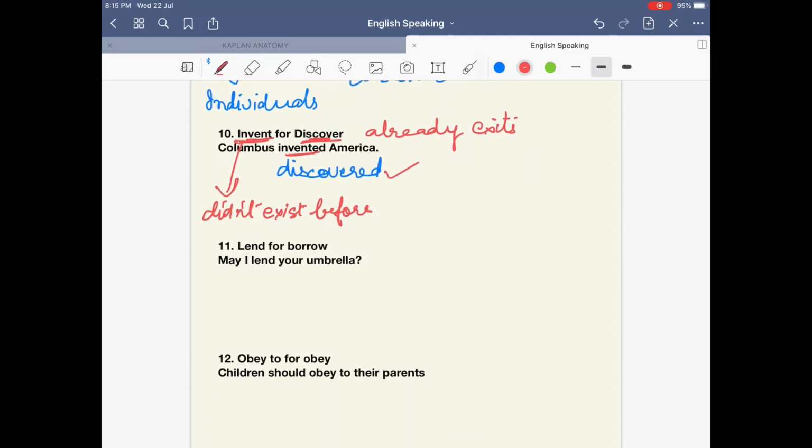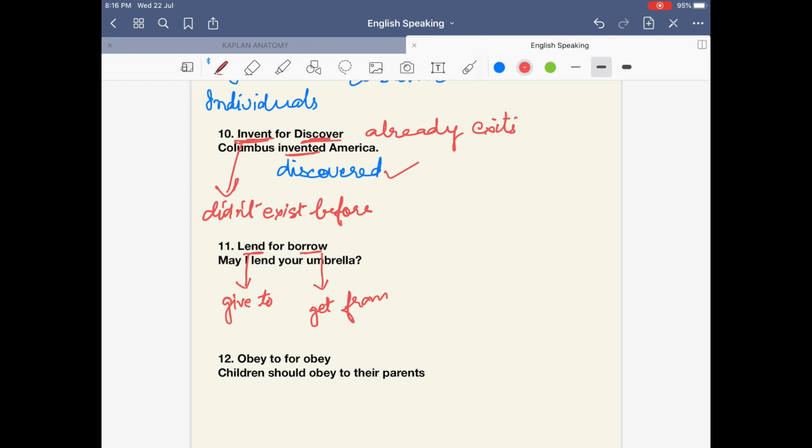Next sentence is the usage of lend or borrow. These two words are commonly confused. Actually, the sentence here reads, "May I lend your umbrella?" And this is the wrong one. What does lend mean? First understand this one. Lend means to give temporarily to some person, and borrow means to get temporarily from someone. So, giving to and getting from, these are opposite expressions.